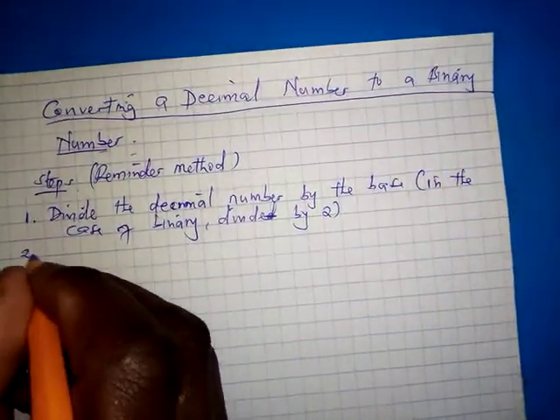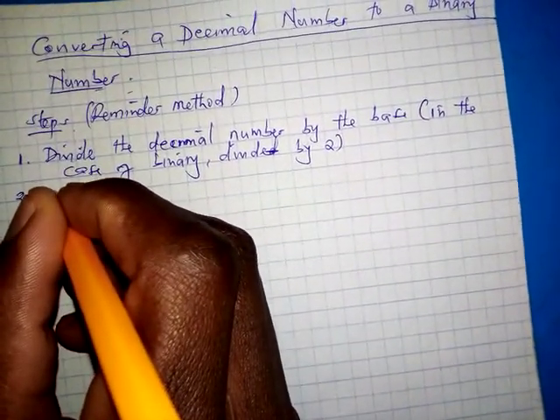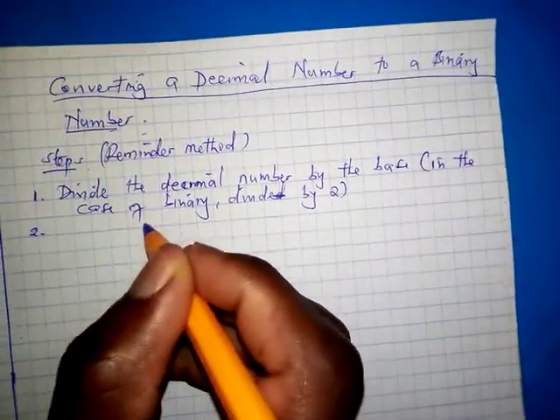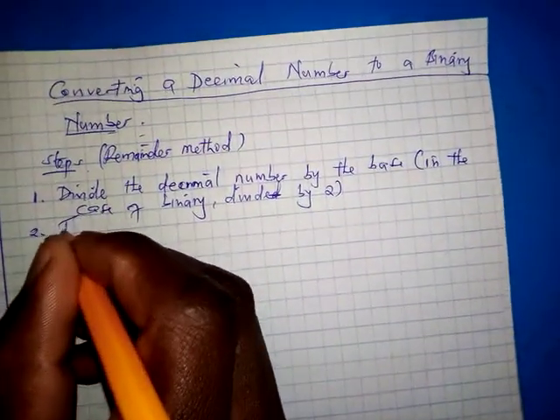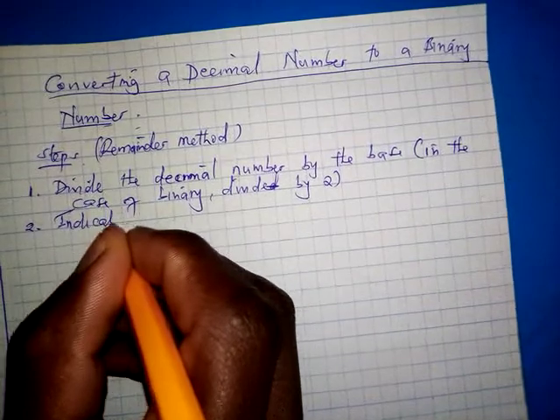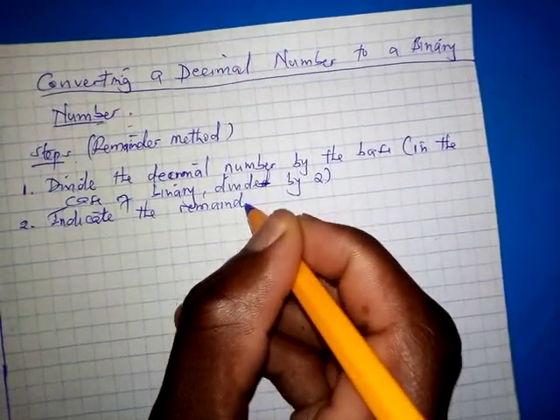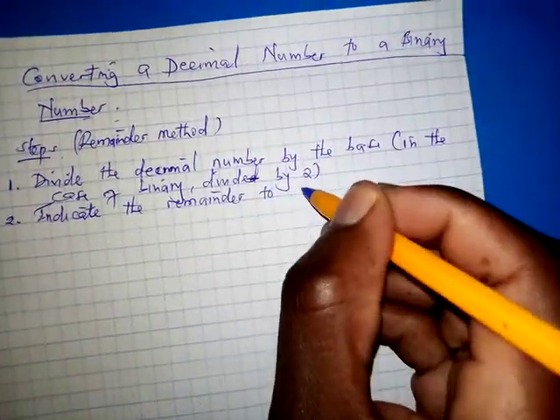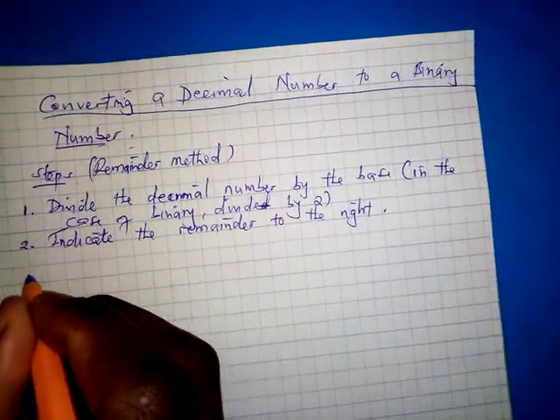Then step number 2, indicate the remainder to the right.